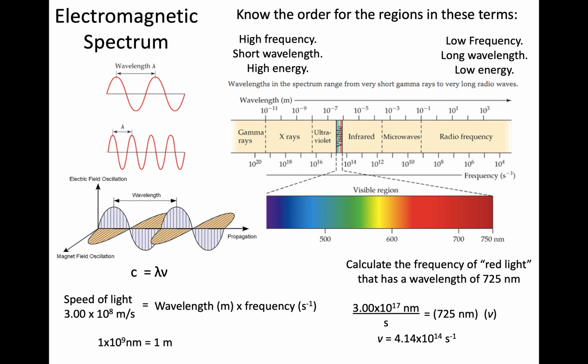So within these, what I need you to do is not memorize specific values, but I need you to be able to put the different regions of the electromagnetic spectrum in order, involving frequency, wavelength, and energy.